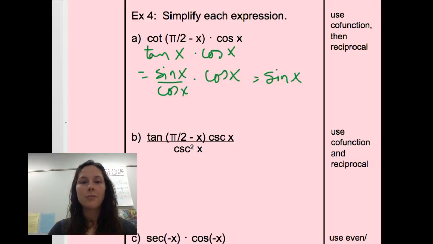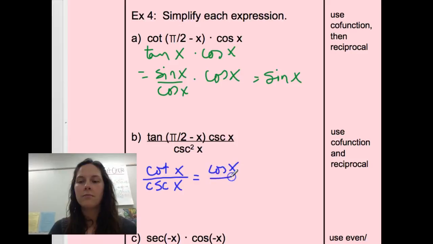Next one, we're using that same property. Tangent of pi over 2 minus x is the same as cotangent. And I'm going to cancel the cosecant in the numerator with one of the cosecants in the denominator. So I have cotangent x over cosecant x. Using those reciprocal identities, cotangent is cosine over sine, and the reciprocal of cosecant is sine. So this simplifies to cosine x after our sines cancel.